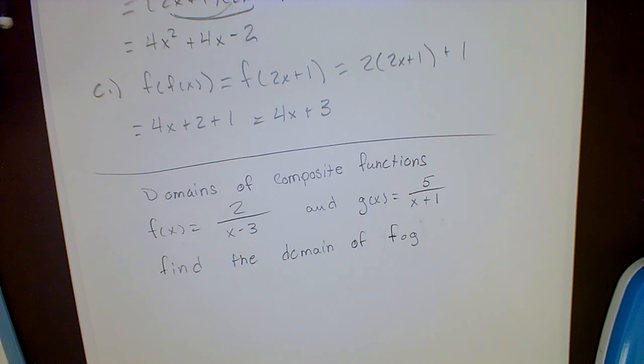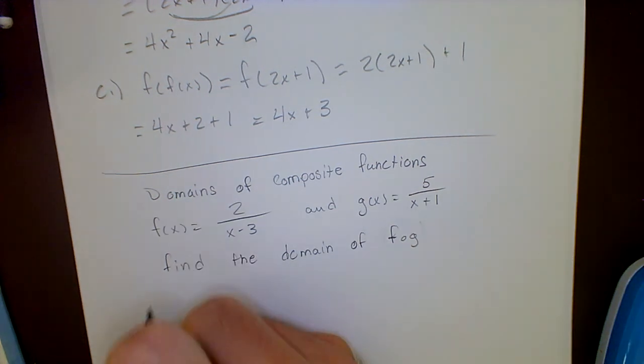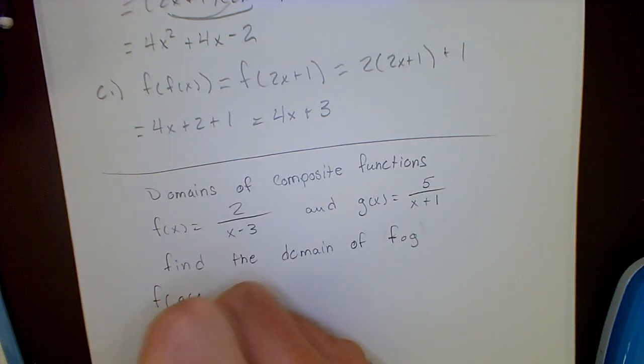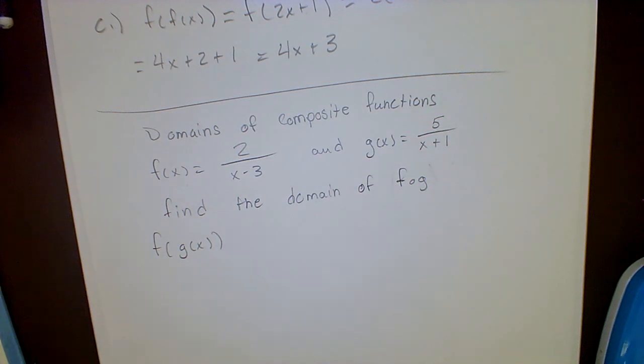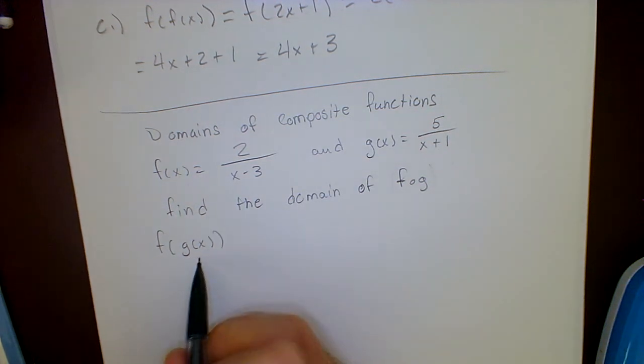So we have to first look at, right, so this is f of g of x. We'll look at this in two different ways here. So first you have to look at the domain of g.